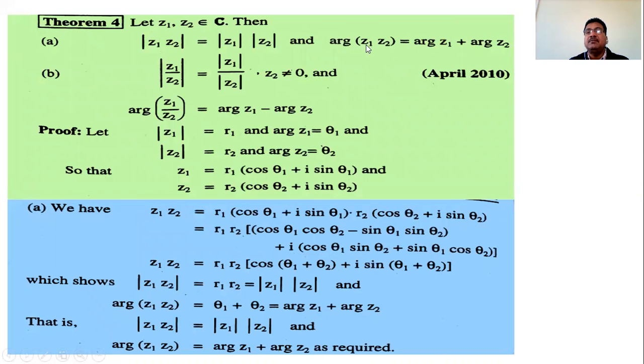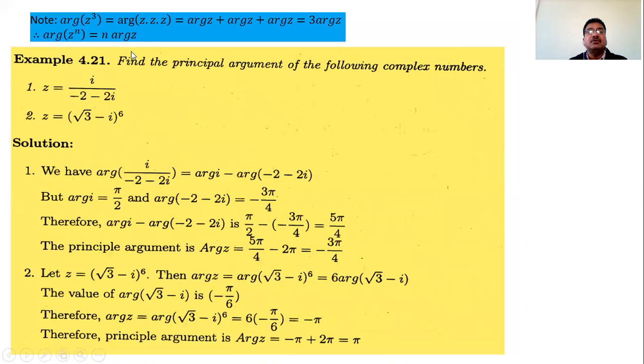That is, if we find argument of Z1 into Z2 into Z3 up to Z10, then it is what? Addition of argument of Z1 plus argument of Z2 plus argument of Z3, in this way, up to argument of Z10. So what is argument of Z cube? Z cube is Z into Z into Z.